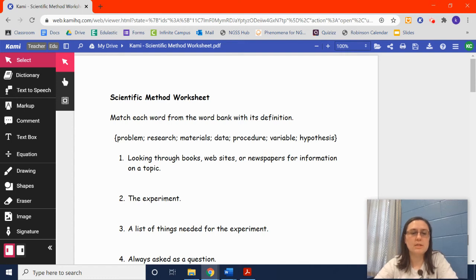So we are going to look at the scientific method worksheet. Yours is not going to be opened on Cami. You can just type right on that doc and it'll automatically save. So first of all, we're going to match each word from the word bank with its definition.